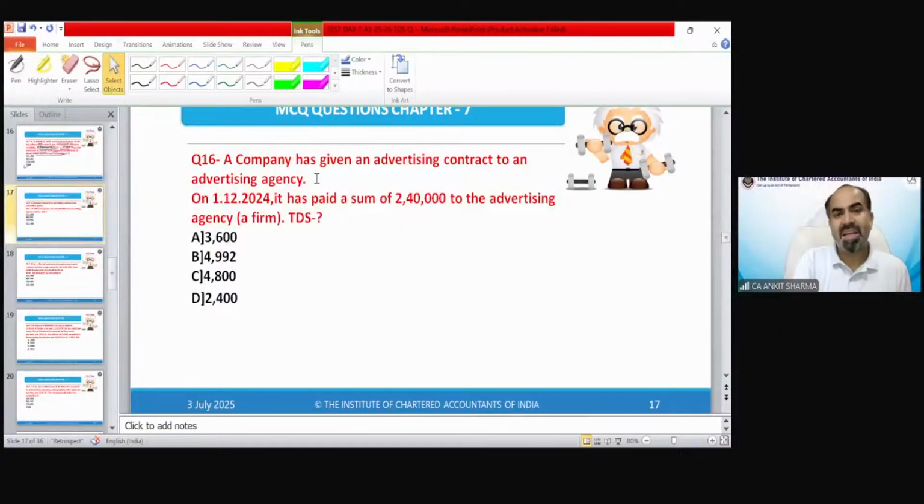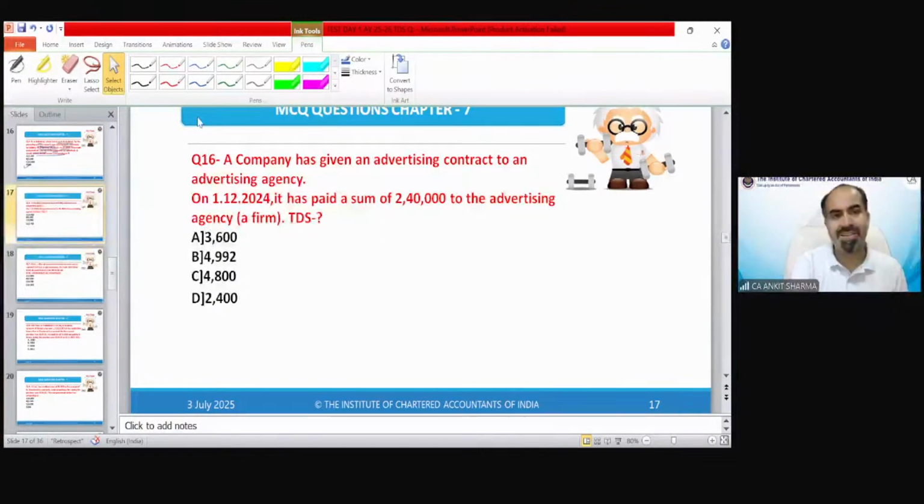A company has given an advertising contract to an advertising agency on 1st December 2024. It has paid a sum of 2,40,000 to the advertising agency, a firm. How much would be the TDS?